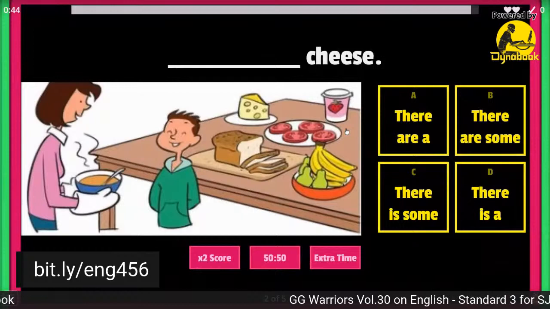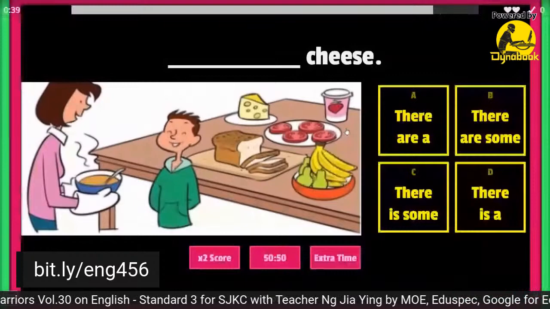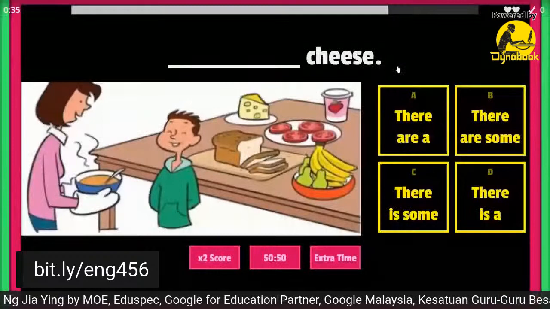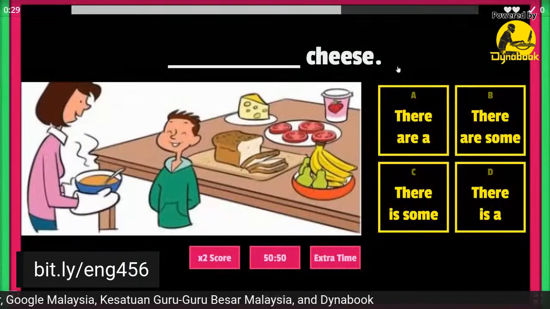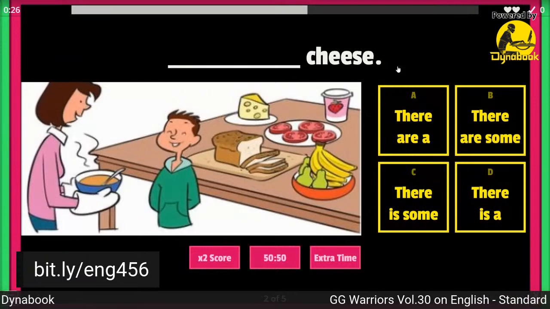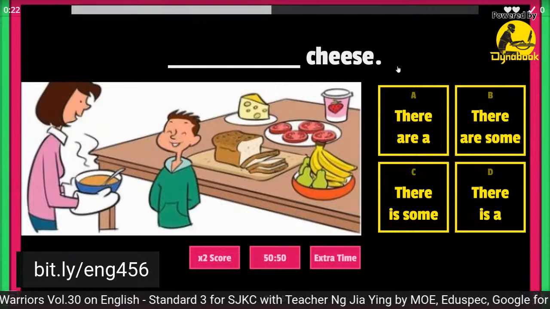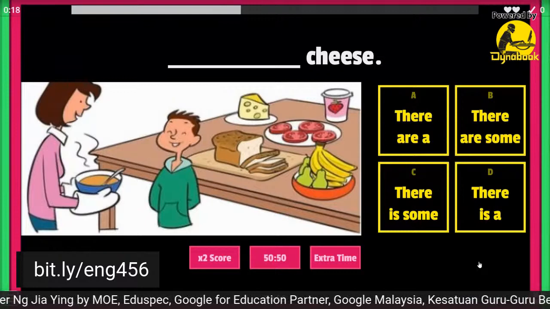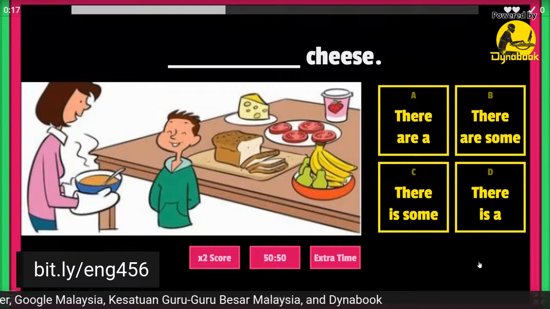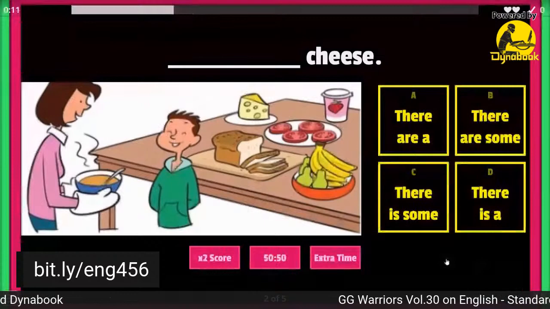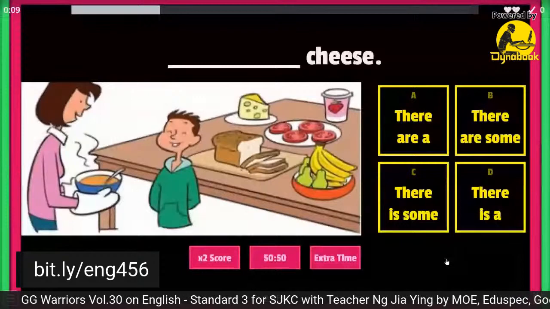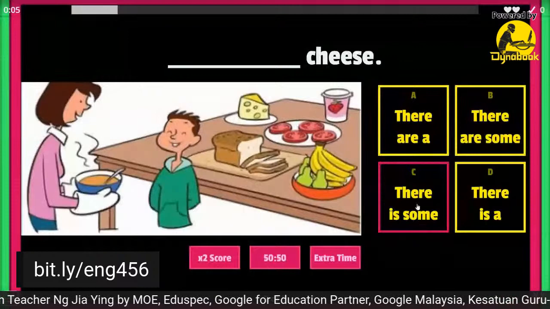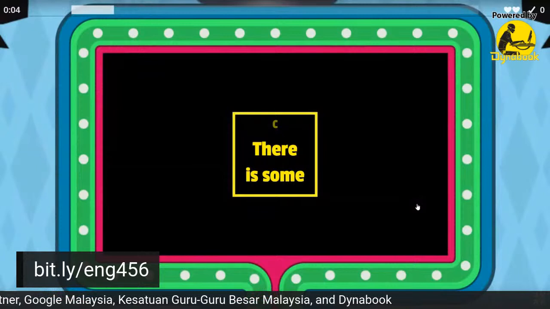Cheese, everyone. So what is your answer? There are cheese. There are some cheese. There is some cheese. Or there is a cheese. Okay, I saw a lot of answers here. You can type out the answer or you can just write A, B, C, D. Okay, 10 more seconds, everyone. The correct answer is there is some cheese. Everyone, did you get it correct? There is some cheese because we can't count cheese, okay?